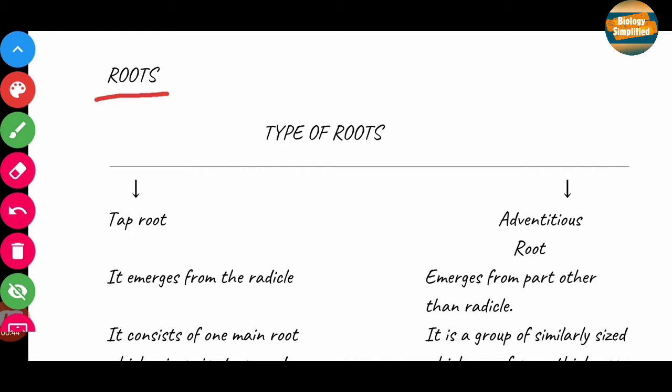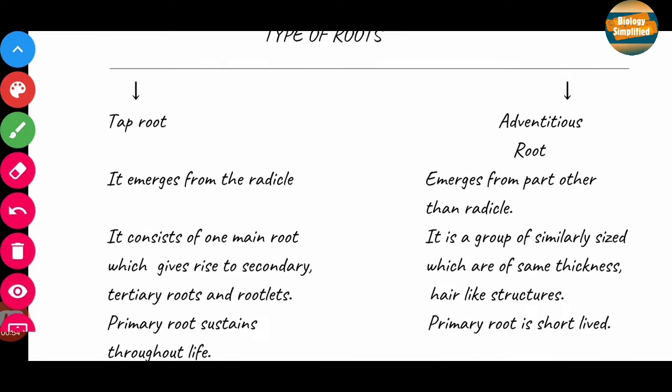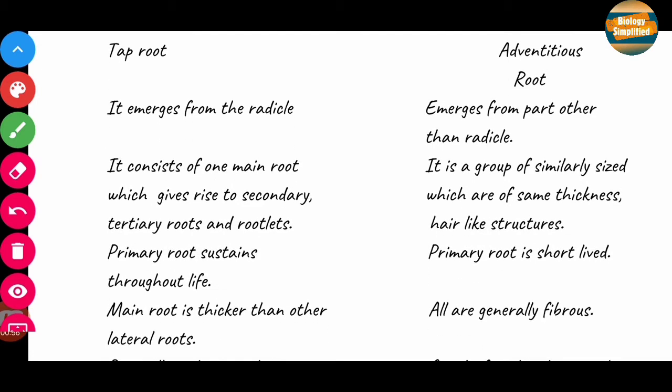So roots have two types. One is the taproot and the other is the adventitious root. We are going to see taproot in detail. Taproot emerges from the radicle. Like I have already told you, a seed has two parts, plumule and radicle. From the plumule the shoot arises, and from the radicle roots arise.